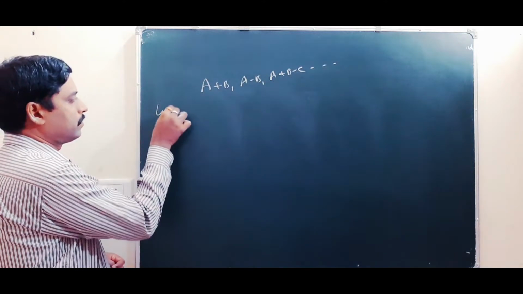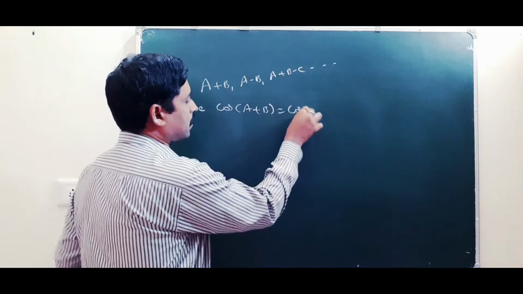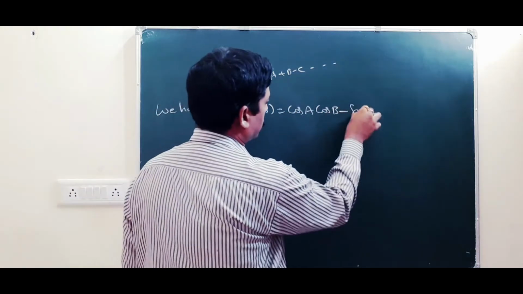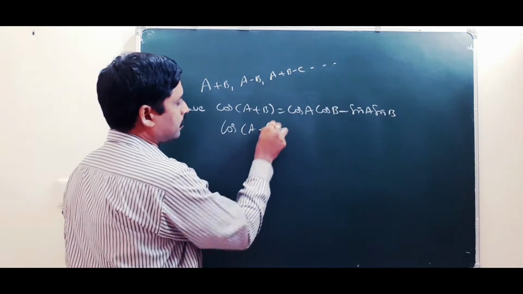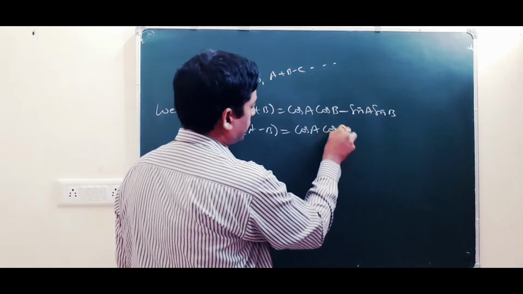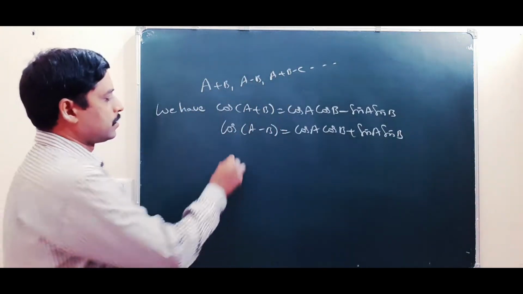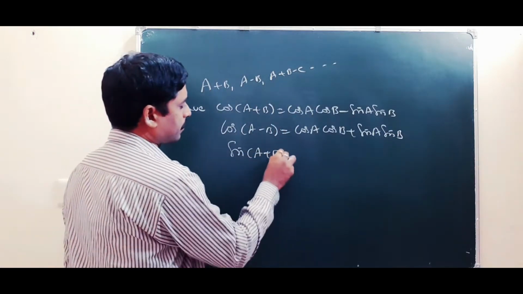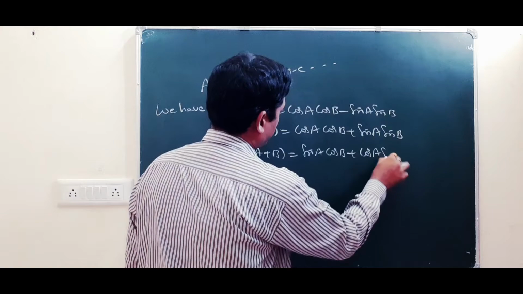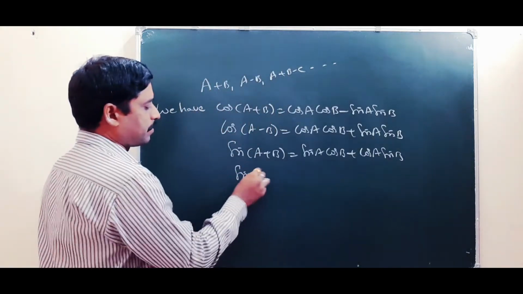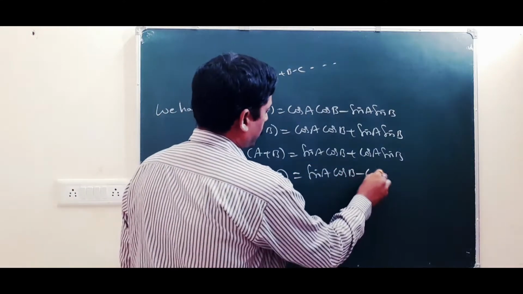Okay, we have cos a plus b formula: cos a cos b minus sin a sin b, and cos a minus b formula: cos a cos b plus sin a sin b. Okay, sin a plus b formula: sin a cos b plus cos a sin b, sin a minus b: sin a cos b minus cos a sin b.